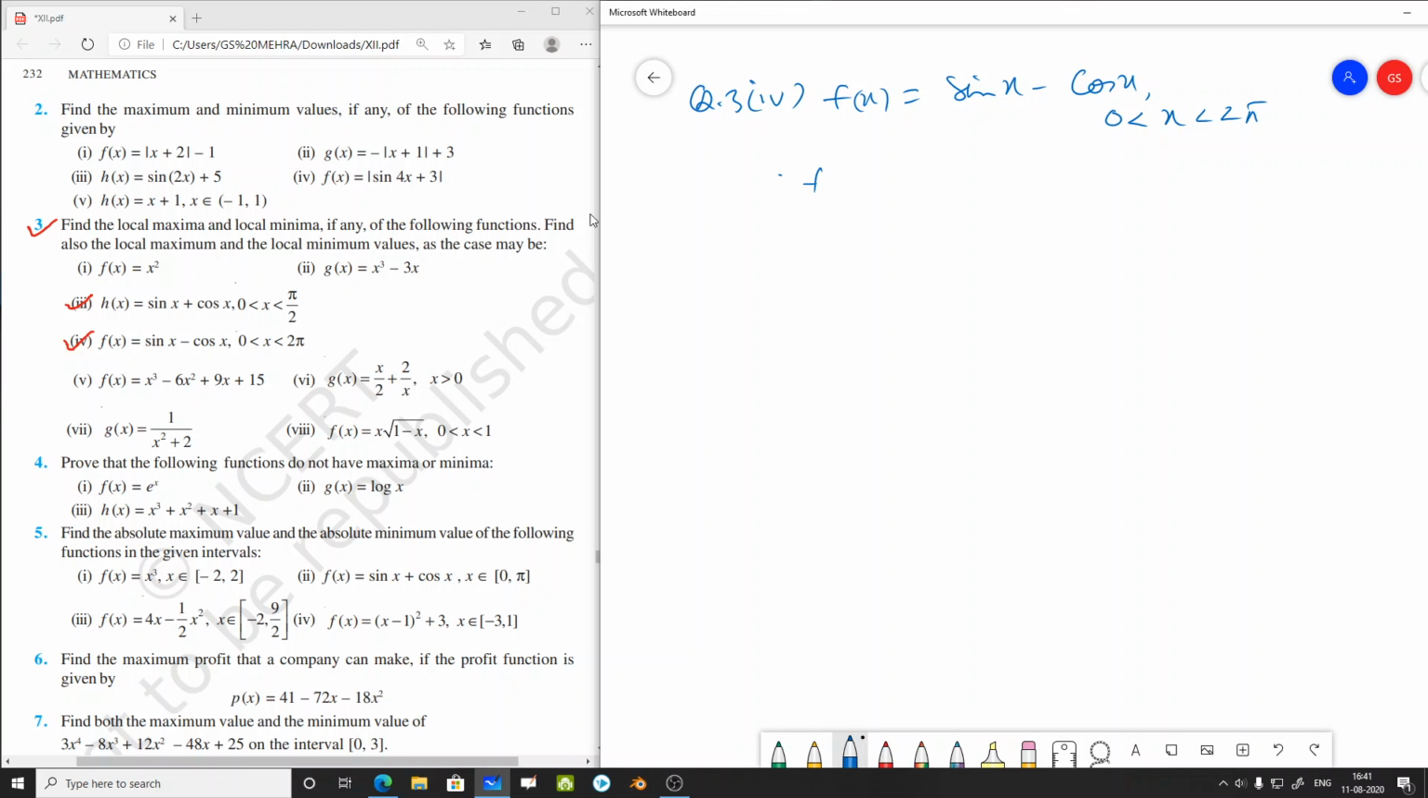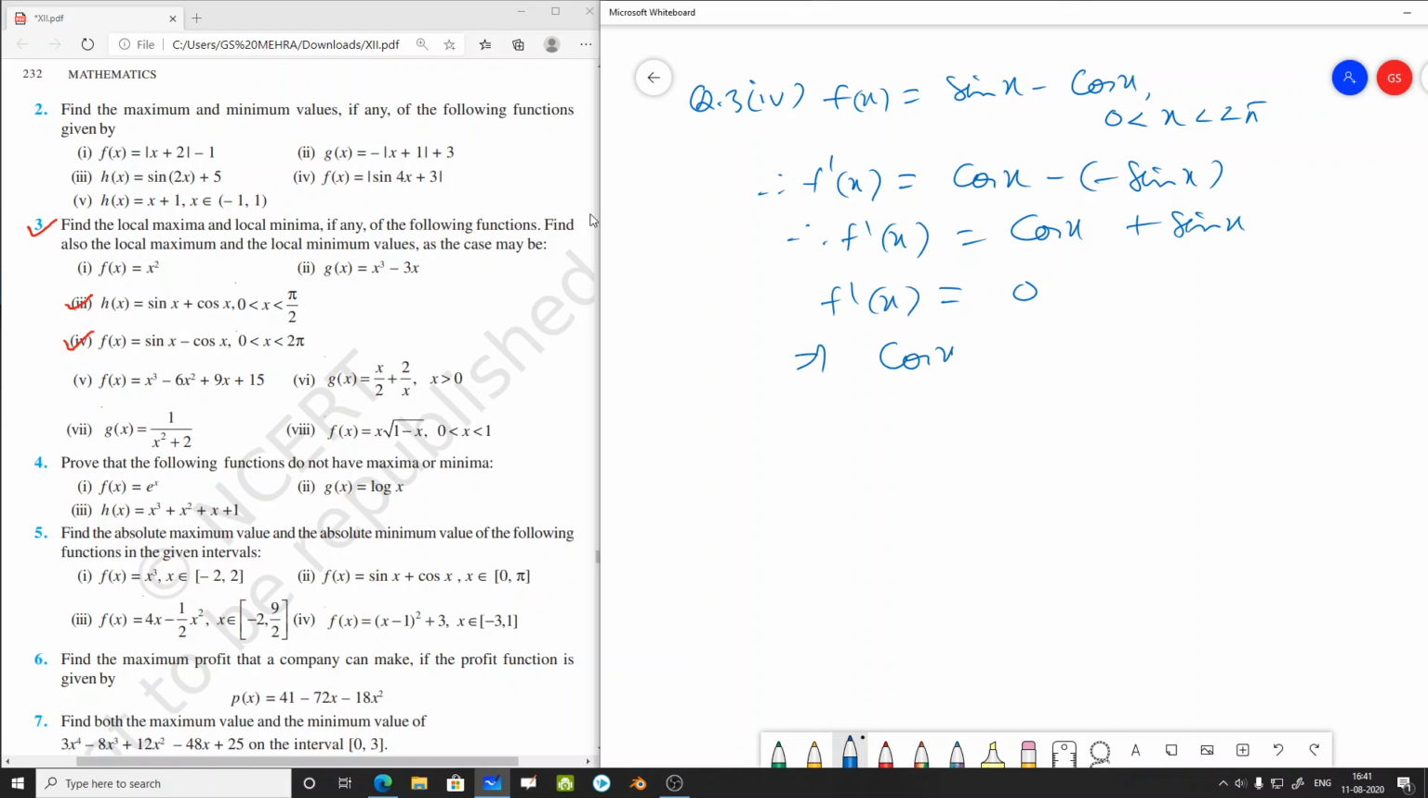Therefore f'(x) = differentiation of sin x is cos x, minus differentiation of cos x, which is −sin x. So we get f'(x) = cos x + sin x, since minus minus is plus. Next, we put f'(x) = 0 because at a turning point the derivative of the function is always 0. We have to find the turning points because only at those points will we get either maxima or minima.